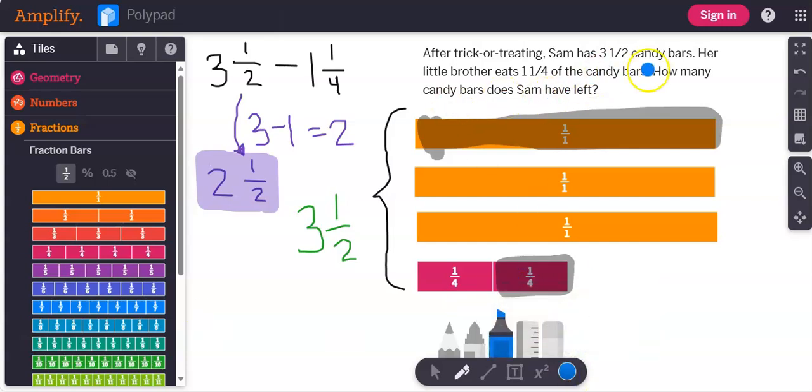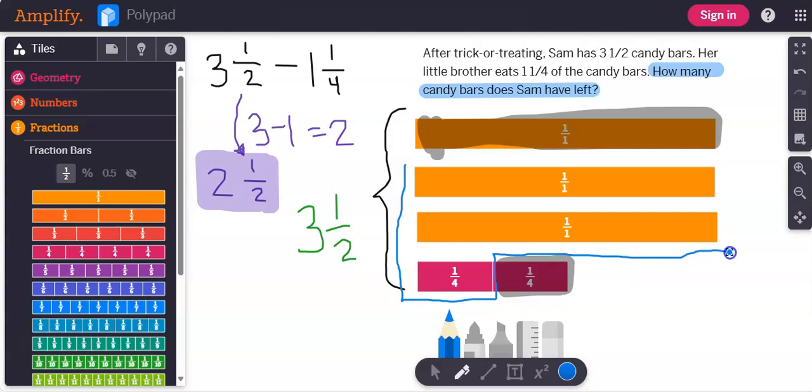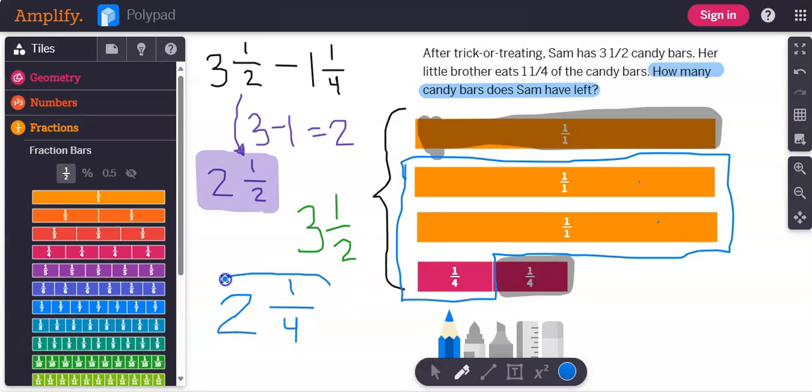Now, the question is asking, how many candy bars does Sam have left? So, we are going to look at the represented candy bars here that are not shaded. So we'll go ahead and box those in to make it a little bit easier to look at. And we can see that we have 2 whole candy bars left. So we'll go ahead and put that here for our 2 whole candy bars. And we don't have another whole candy bar, but we do have 1/4 of a candy bar left. So we will go ahead and put that there as well. And we can see that our total is 2 1/4 candy bars that Sam has left.